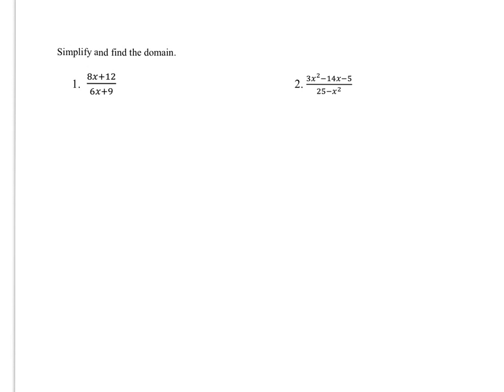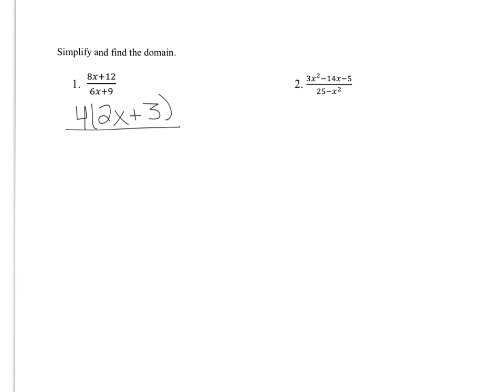8x and 12 are connected through addition. Addition and subtraction cannot be broken like that. You can only do reducing if they're connected by multiplication. Therefore, in this case, I would take out a 4. Oops, that was sloppy. Take out a 4, and I'm left with 2x plus 3 from the numerator.